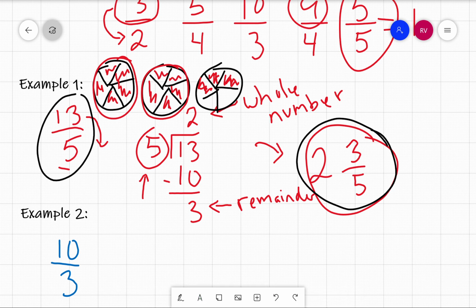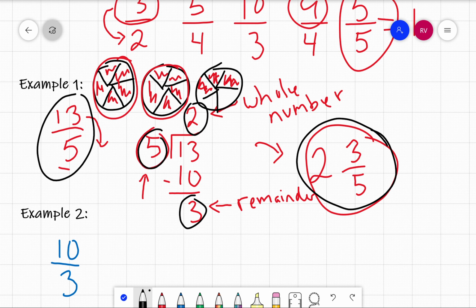Okay, so basically all you have to do is this little division problem, and then you just have to know how to take the numbers from your answer and put them into the mixed number. Okay, so let's move on to another example, because seeing another one will help.